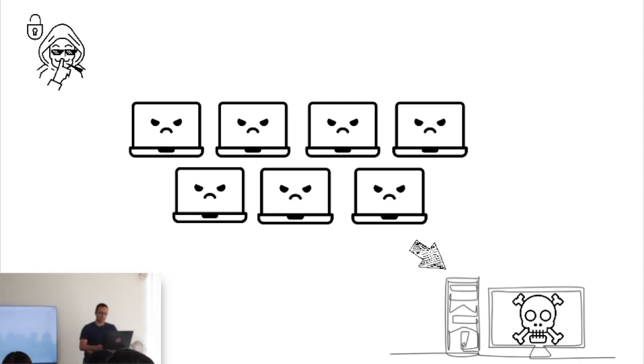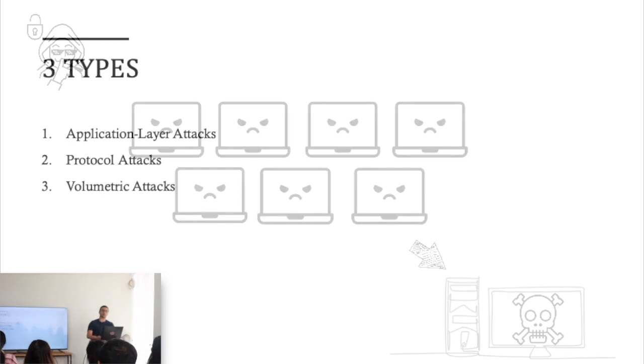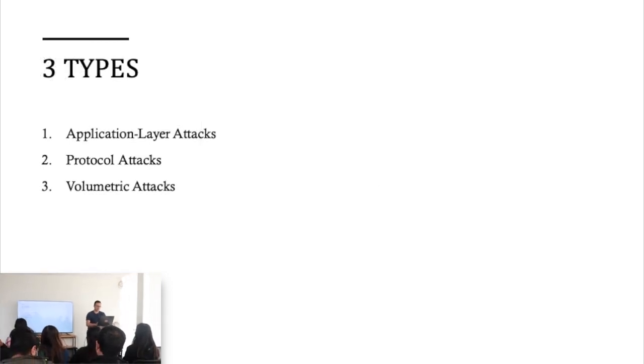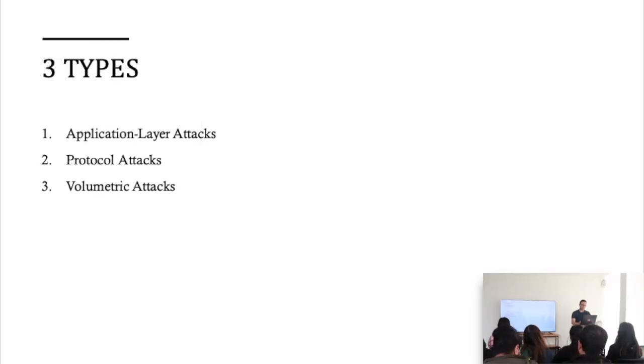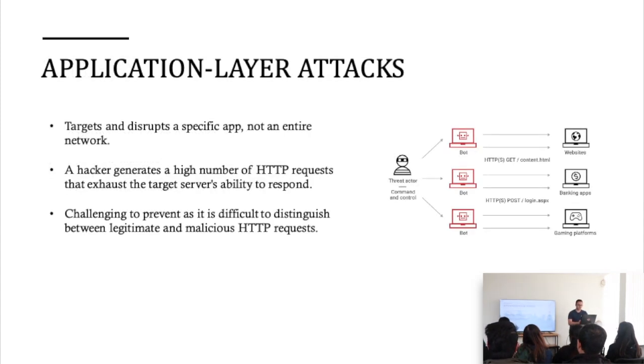So there are generally three types of DDoS attack: application layer attacks, protocol attacks, and volumetric attacks. So let's move on to the first one, the application layer attacks. This attack actually targets and disrupts a specific app, not an entire network.